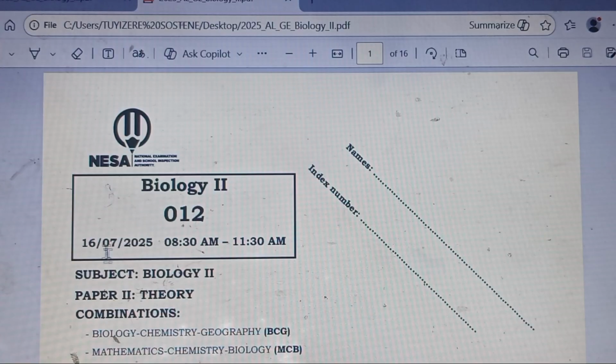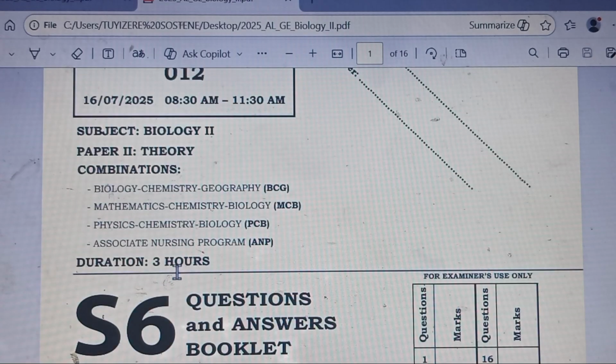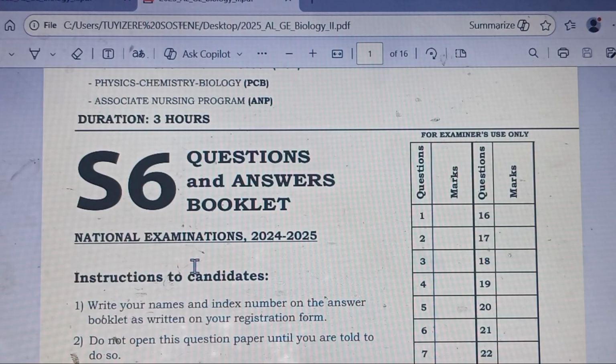Today we're going to focus on biology for senior 6, especially for the combinations of biology, chemistry, and geography; mathematics, chemistry, and biology; physics, chemistry, and biology; and the associate nursing program. So before we start, let us start with the instructions.